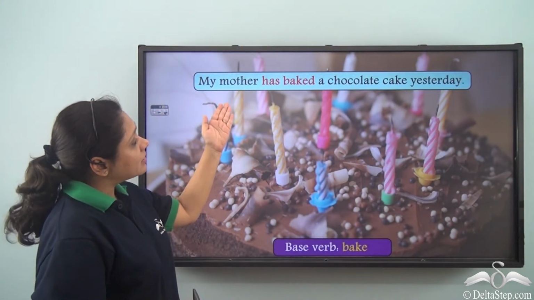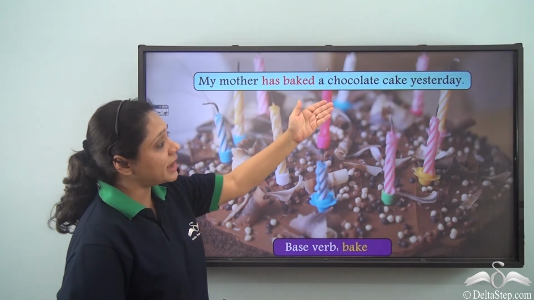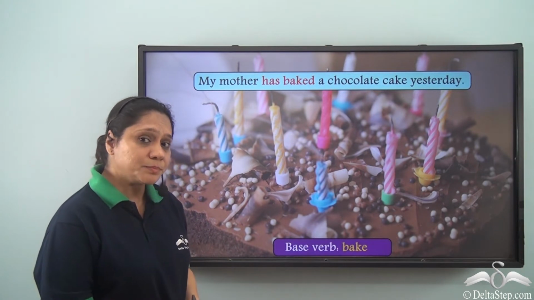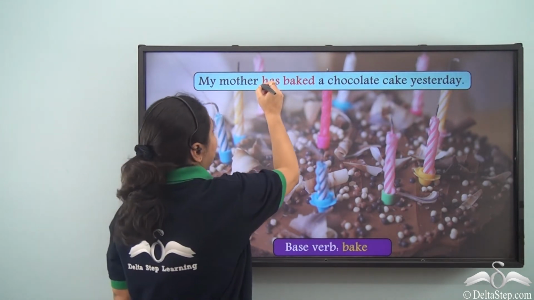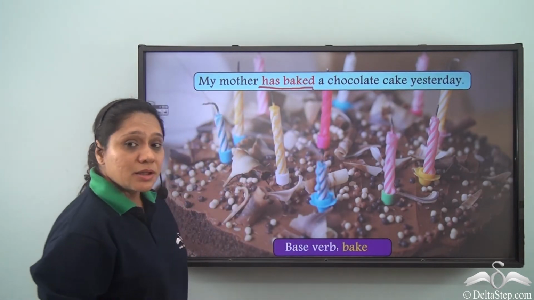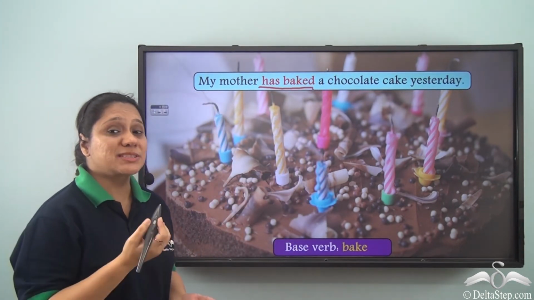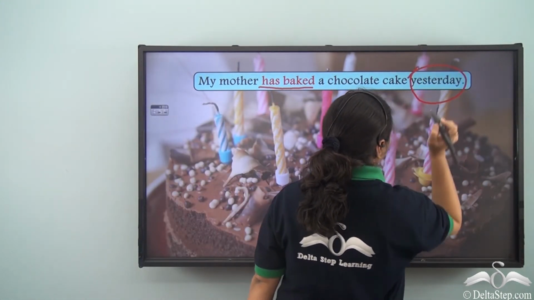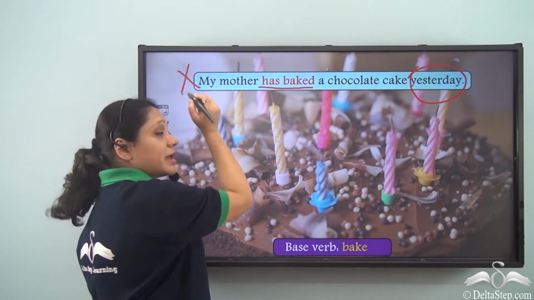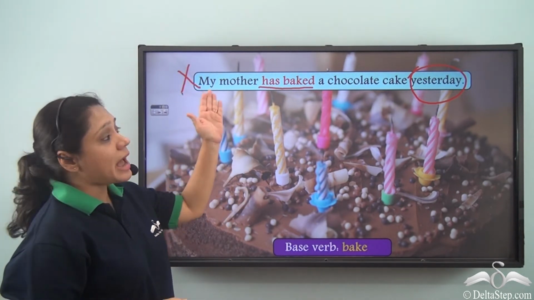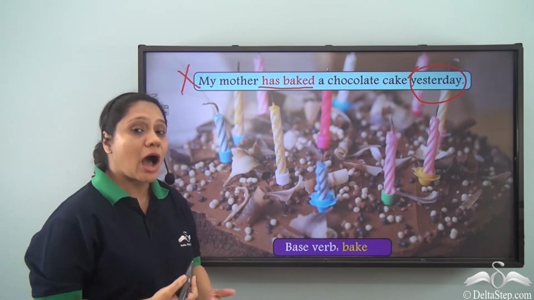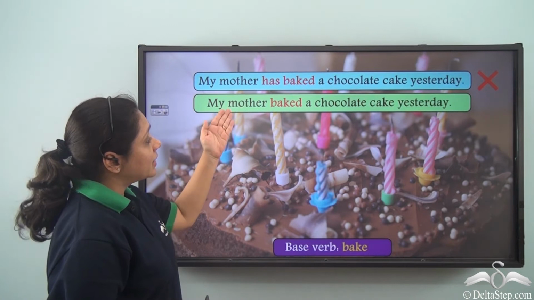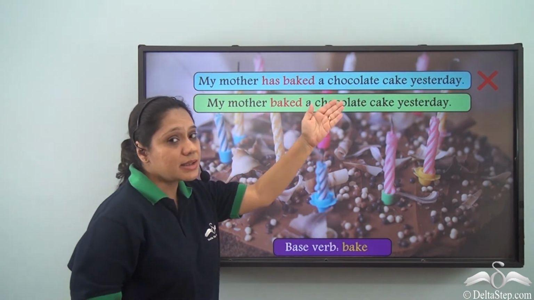So, my mother has baked a chocolate cake yesterday. Do you think this sentence is correct? No. When we use has baked, we do not know or specify the time. We cannot say yesterday. So this sentence is not correct. If we have to mention the time, then how will we say it? We will say, my mother baked a chocolate cake yesterday.